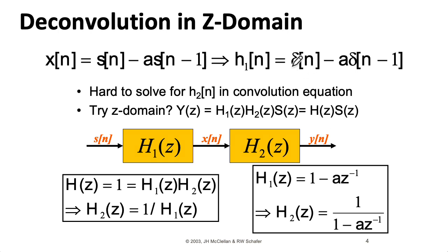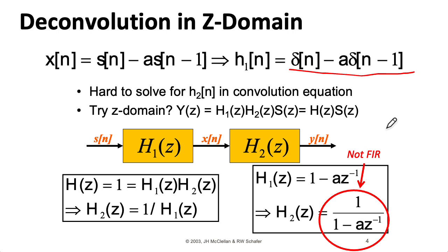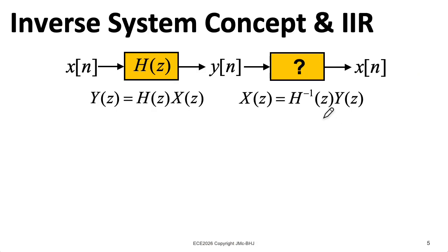Now, the z-transform of delta[n] minus a delta[n minus 1] is 1 minus a z to the minus 1. So if I think about what 1 over that is, well, that is the system function of an infinite impulse response filter. So to undo an FIR filter, I need an IIR filter. So here, this power of minus 1 indicates both taking a reciprocal and it indicates an inverse operation.